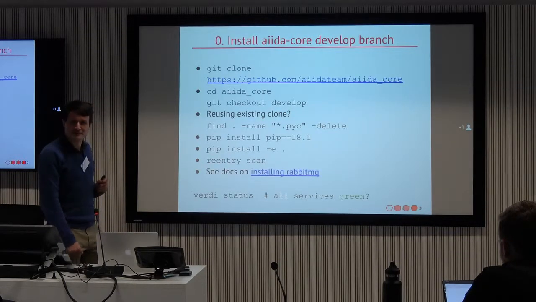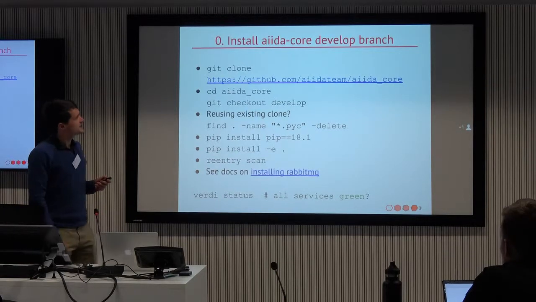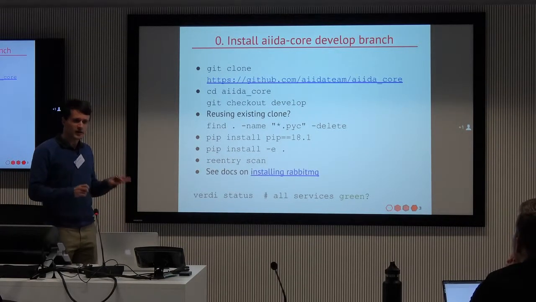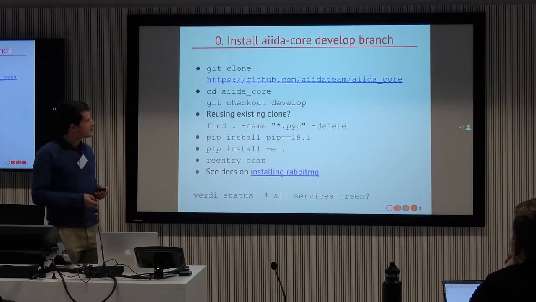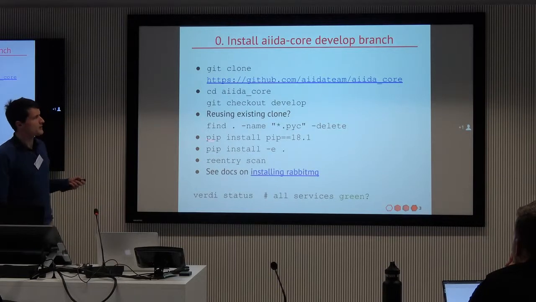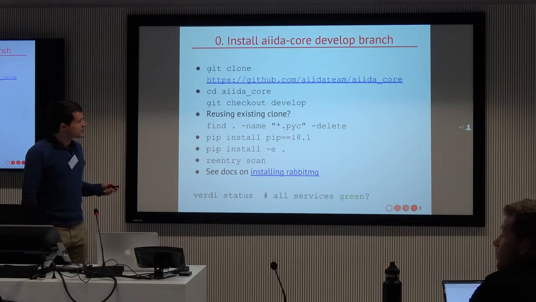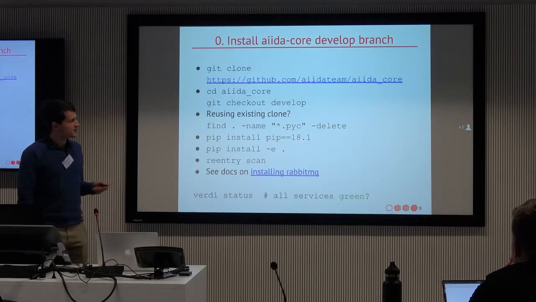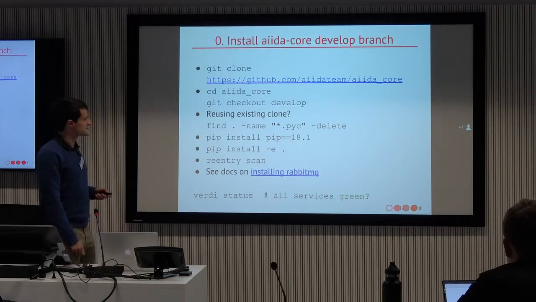Well, the zero step is actually to install AiiDA. Since we have been working a lot on AiiDA recently, and also during this plugin developer coding week, we are probably going to introduce some bug fixes. We suggest that all of you install directly from the develop branch on GitHub. Important to remember, if you reuse an existing clone, delete all the PYC files. Something else we noticed today is that there are still problems with pip 19. Before installing, maybe downgrade pip to 18.1.